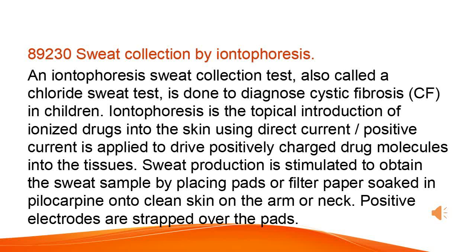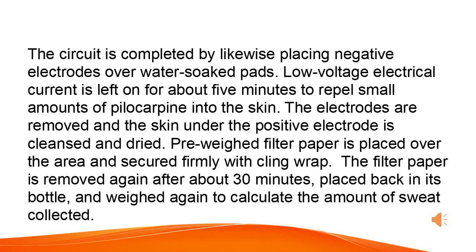Sweat production is stimulated to obtain the sweat sample by placing pads or filter paper soaked in pilocarpine onto clean skin on the arm or neck. Positive electrodes are strapped over the pads. The circuit is completed by likewise placing negative electrodes over water-soaked pads. Low-voltage electrical current is left on for about 5 minutes to repel small amounts of pilocarpine into the skin. The electrodes are removed and the skin under the positive electrode is cleansed and dried.